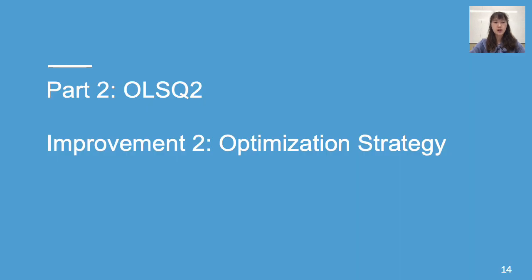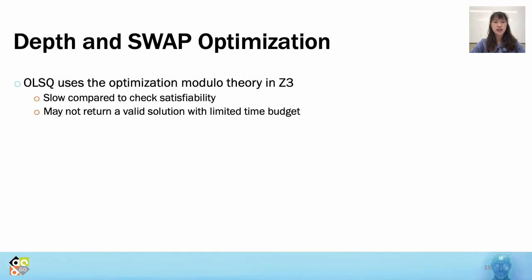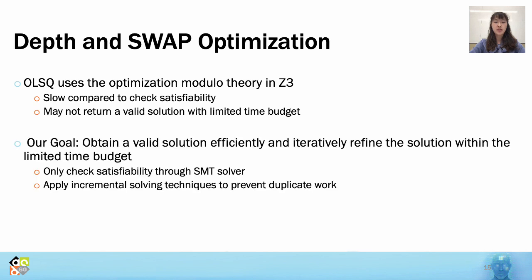Next, we are going to talk about our optimization strategy. In NISQ, they use the optimization module theory solver in Z3. However, we find it slow compared to only checking satisfiability, and it may not return a valid solution with a limited time budget. Therefore, our goal is to obtain a valid solution efficiently and iteratively refine the solution within the limited time budget. Our strategy is to add a constraint to bound the value of the objective.